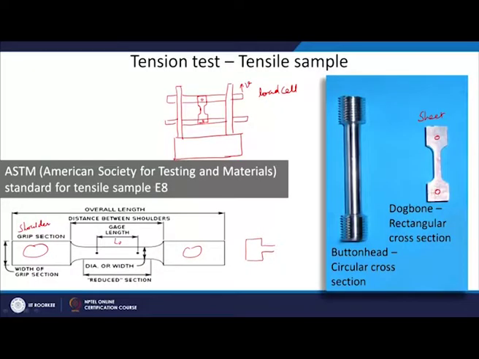So, you have to have some kind of curvature here, and the whole standard for how you can prepare this sample is given in the ASTM standard, American Society for Testing and Materials, and the standard name is E8. So, you can go through that and make your sample accordingly.